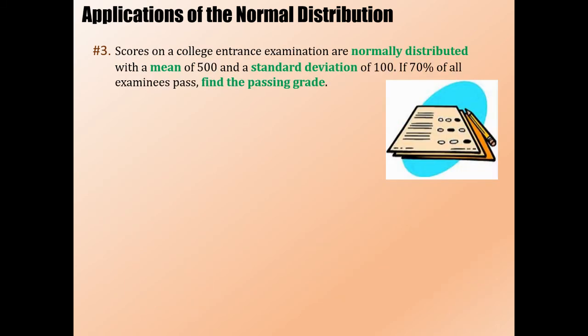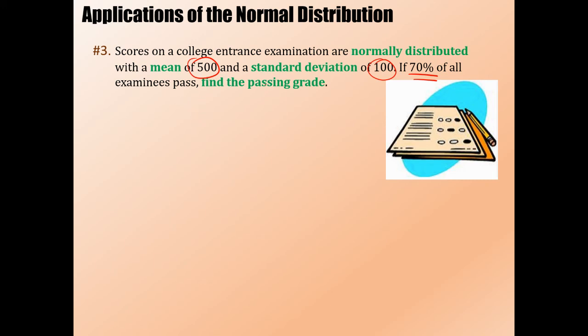All right, so let's take a look at this last one. Scores on a college entrance exam are normally distributed with a mean of 500 and a standard deviation of 100. If 70% of all examinees pass, find the passing grade. So here, I don't know the score. I want to show my understanding of what's happening here, so I do want to show some of the math pieces behind it.